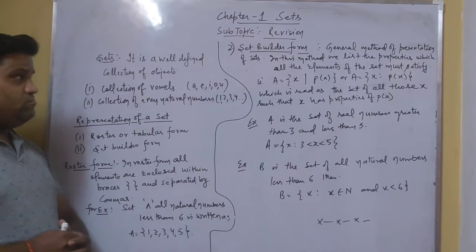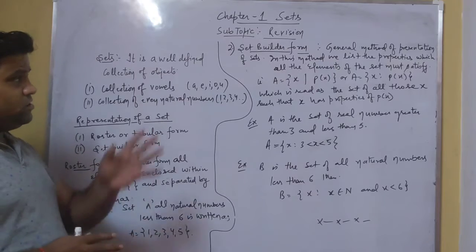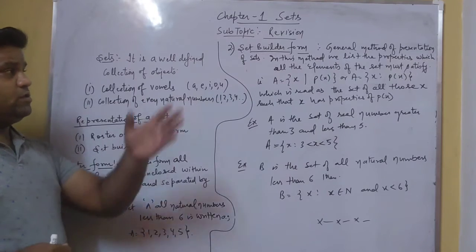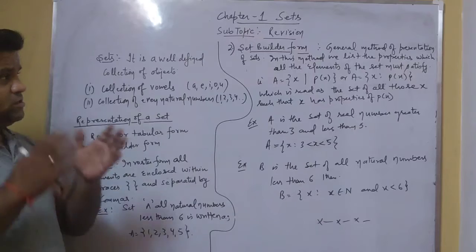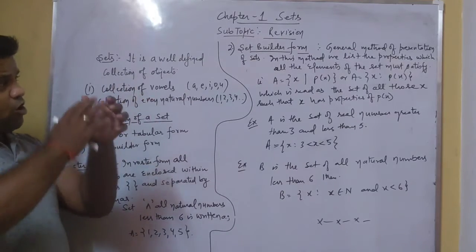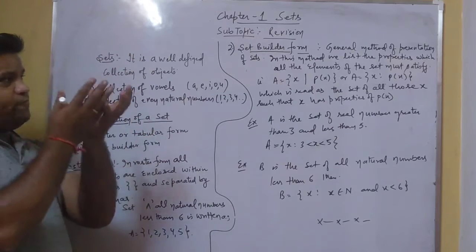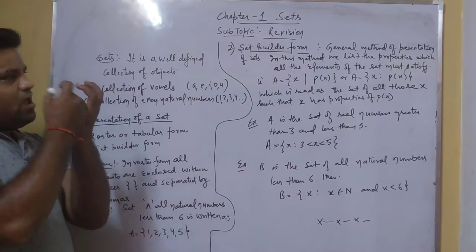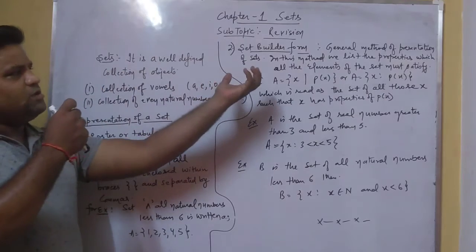Similarly, we have the set builder form. It is a general method of presentation of a set. In this method, we list the property. If we represent the property, we represent all the elements of the set. The elements which are contained in a set must satisfy the property.